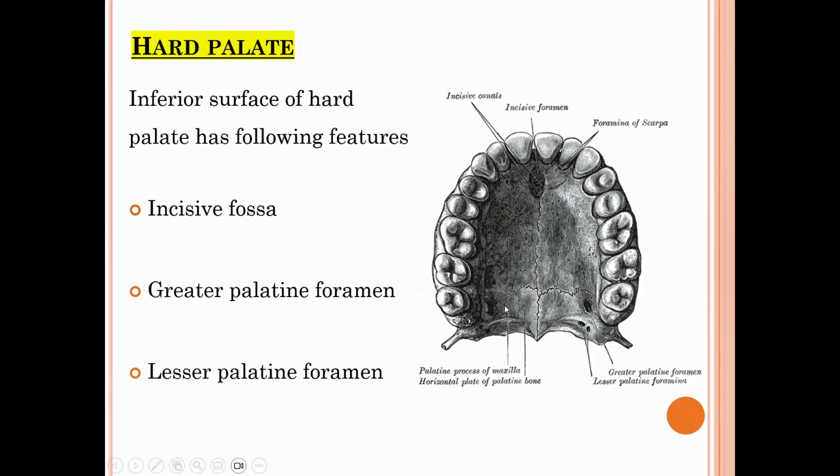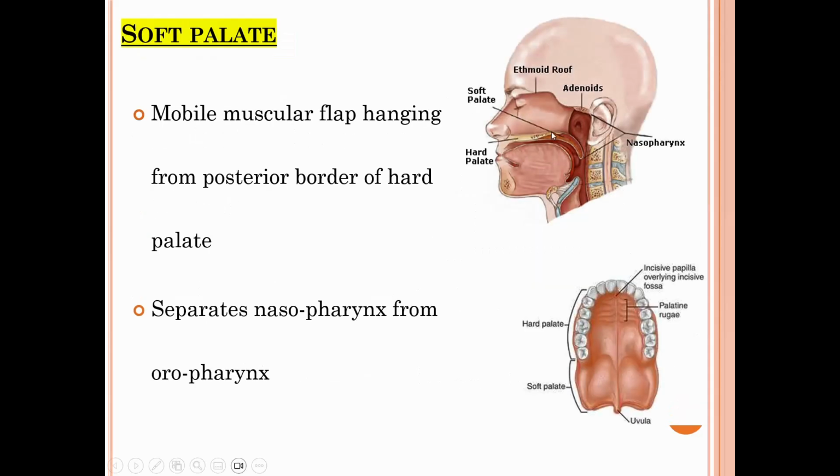Obviously the greater palatine foramen will give way for the greater palatine vessels, the branch from the third part of the maxillary artery. Now you see here the soft palate. As I mentioned earlier, the soft palate constitutes the posterior part of the total palate. It is a mobile muscular flap hanging from the posterior border of the hard palate here, and it is separating the nasopharynx from the oropharynx. So here is the nasopharynx, here is the oropharynx.